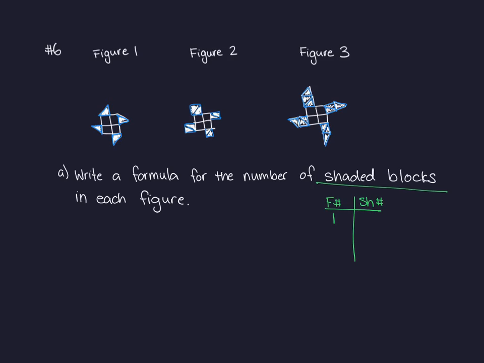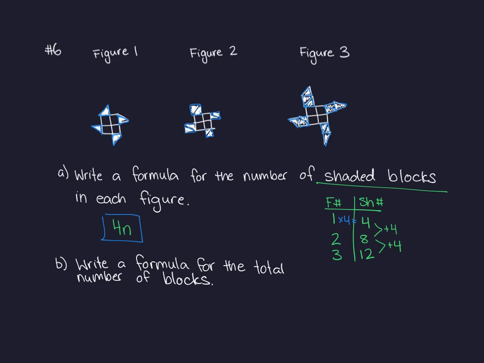So the first figure has 4 shaded triangles. The second figure, because each of these is 2 triangles, has 8 shaded triangles, and the third figure has 12 because there's 3 on every edge. So I would look to see what is my gap. Well, my gap is 4, so we're going to start with 4n, and then once we do that multiplication, 1 times 4 is 4. We don't need to add anything else, so our formula would just be 4n.